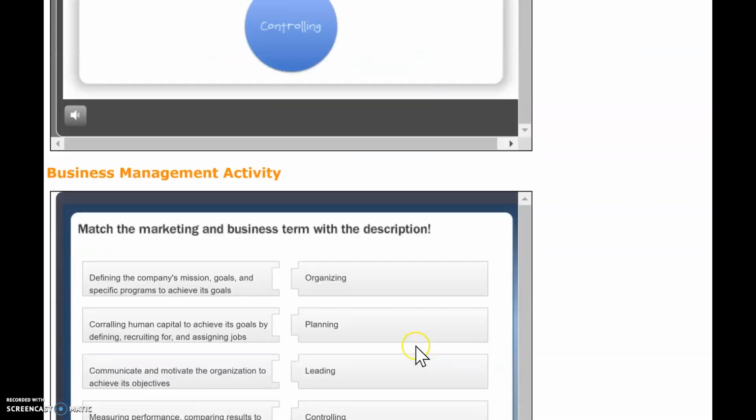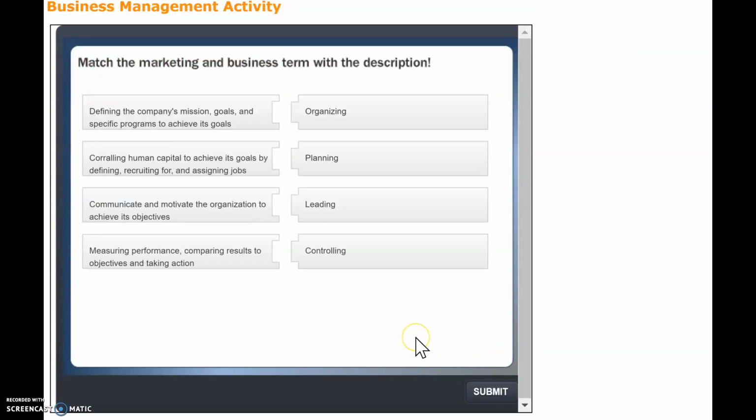Below the business management presentation is the business management activity, where you need to take the 4 types of management and put them with their definition. I will let you pause the video and you can look up those answers to put the 2 and 2 together.